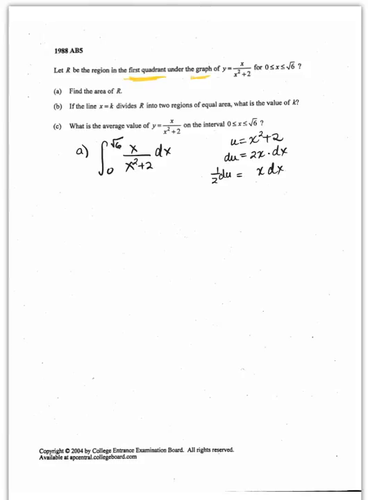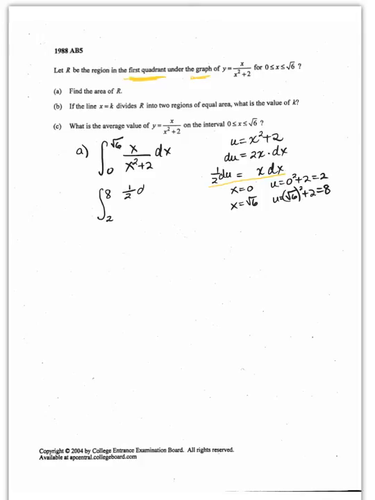And then when x is 0, u becomes 0 squared plus 2, which is just 2. And when x is root 6, u becomes root 6 squared plus 2, which gives us 8. So this as a u integral becomes the integral from 2 to 8, x dx. Okay, be careful now. x dx is a half du.